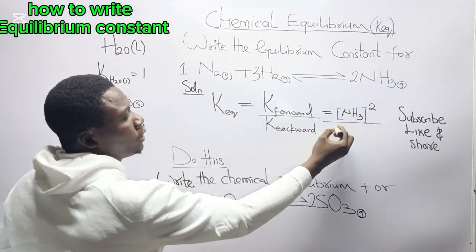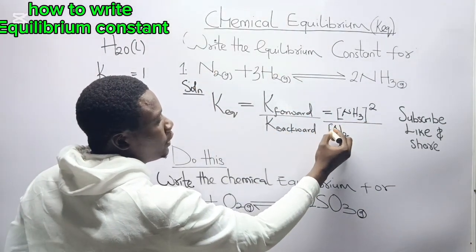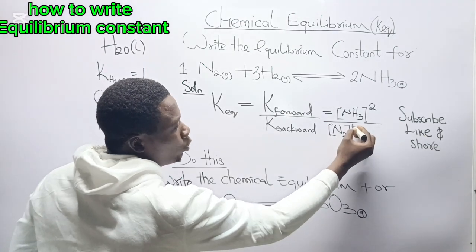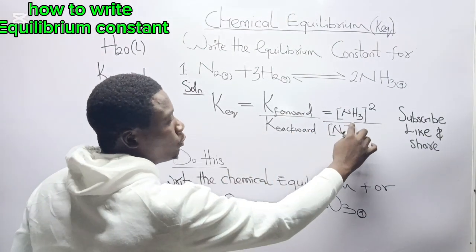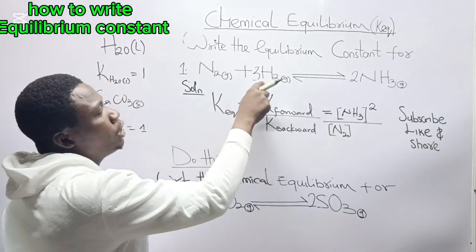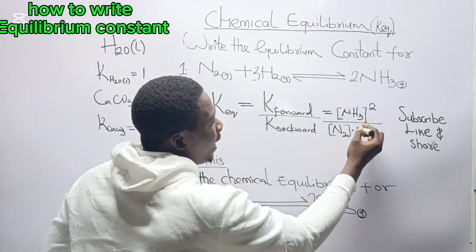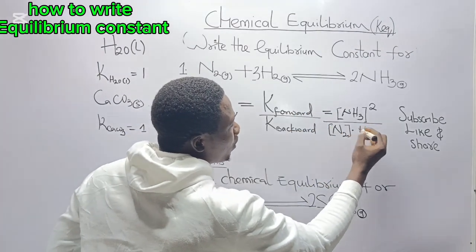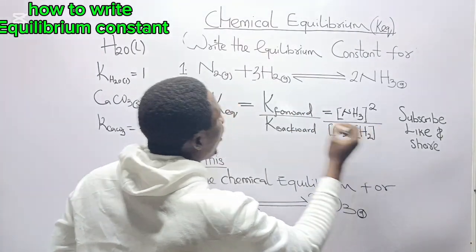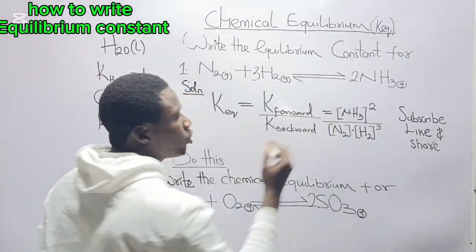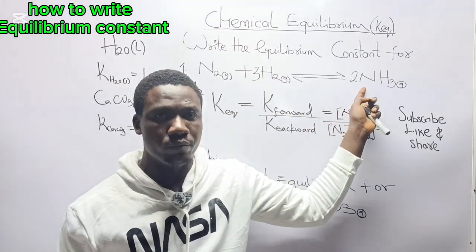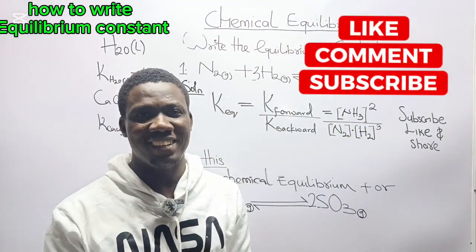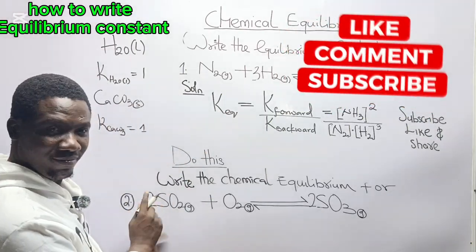For nitrogen, you have N2. It has no power, so you can either put 1 or you don't put it at all. So there's no need putting 1 here. Then here you have hydrogen. So you have hydrogen, H2, raised to the power of 3. So take note, it is forward over backward. Now do this for me. Do this.